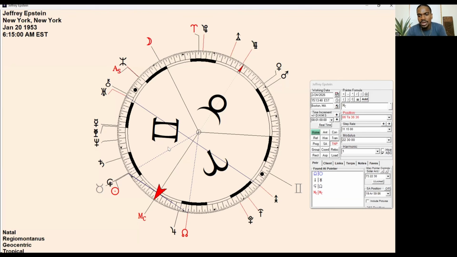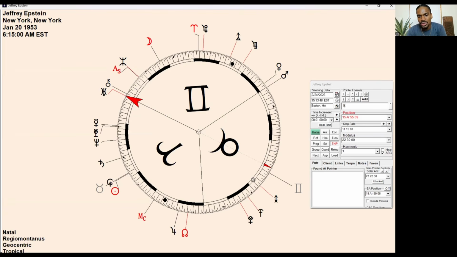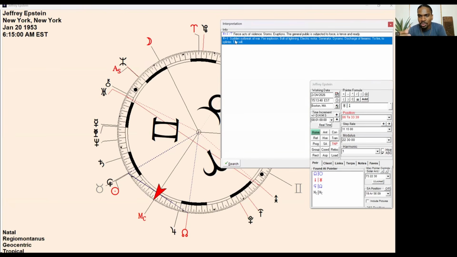Now, we also see that he has Uranus, Zeus landing on this connection, which is a very explosive connection. It has to do with the sudden outbreak of war, fire explosions, a bolt of lightning, electric motor, generator, dynamo, discharge of firearms, to fire, to splinter. So therefore, this is saying that he himself was a very dynamic person, or is a very dynamic person, completely guided by his own will and the authority that that will gives him. And he's also guided from this place of doing the thing that is big and explosive and doing the thing that represents something that is jarring or that has a great level of shock value.